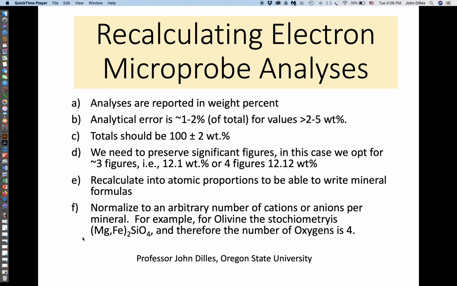Recalculating electron microprobe analyses. Again, analyses are reported in weight percent. The analytical error is typically 1 to 2% relative for all values where there's more than 2 to 5 weight percent of the element. Totals therefore should be 100 plus or minus 2%.